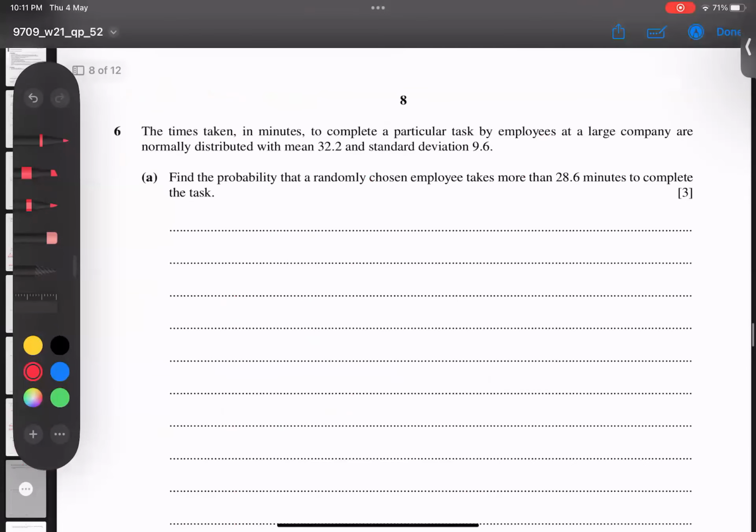So let's go to the next question. We have the times taken, in minutes, to complete a particular task by employees at a large company, which are normally distributed. The mean mu is given, and the deviation is also given. Find the probability that a randomly chosen employee takes more than this many minutes. So the time is more than 28.6.